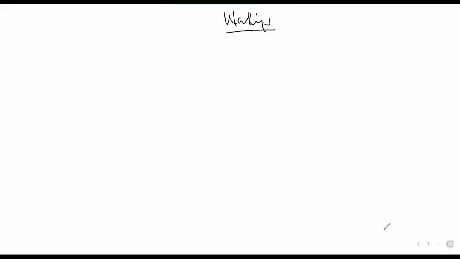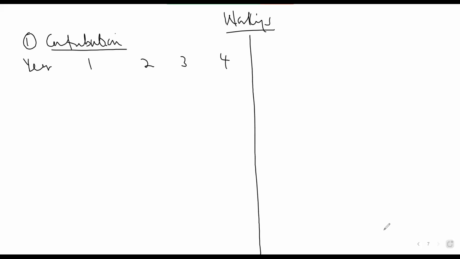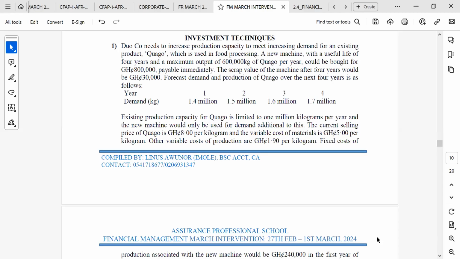So the person can do workings 1. The person will say contribution. I'll be showing all the 2. How do we calculate contribution? So the person will have the years here. The person will have year 1, year 2, year 3, and year 4. So let's put this here. How do we calculate contribution? Contribution is calculated as what? Sales minus variable cost.